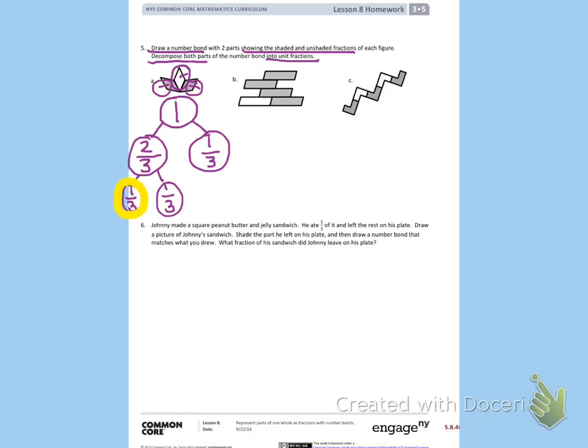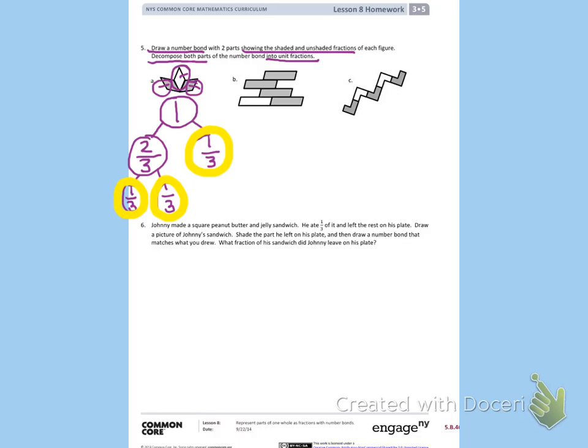This is a unit fraction of 1/3. This is a unit fraction of 1/3. And this is a unit fraction of 1/3. Each piece of the illustration has the unit fraction 1/3.